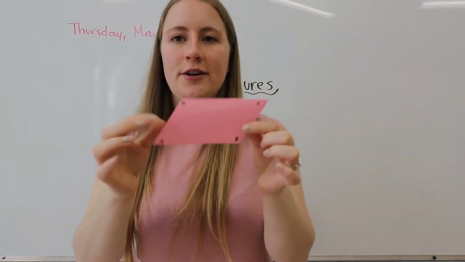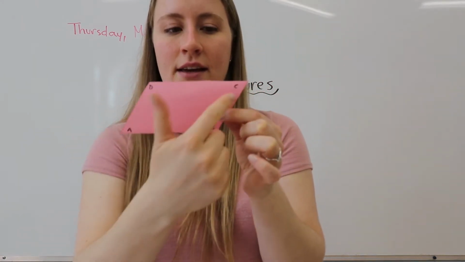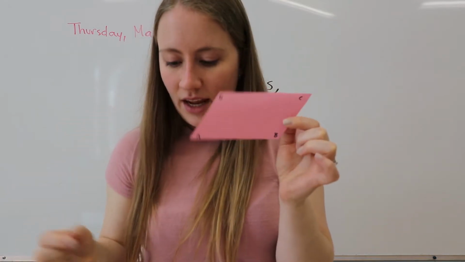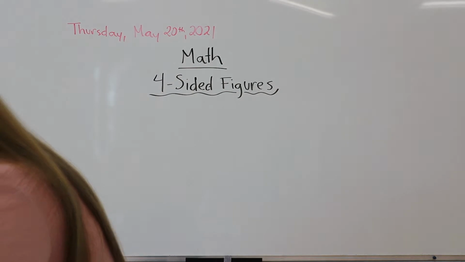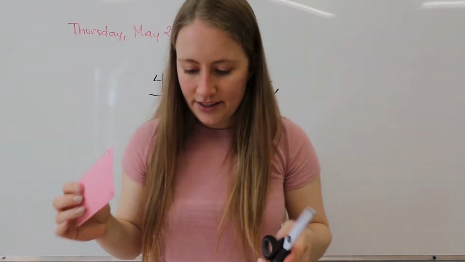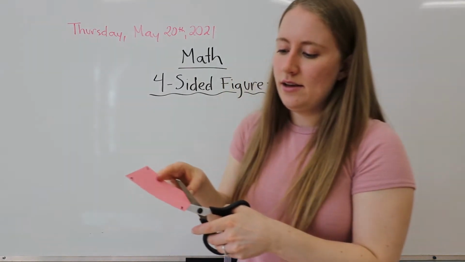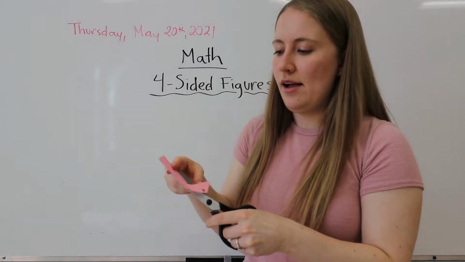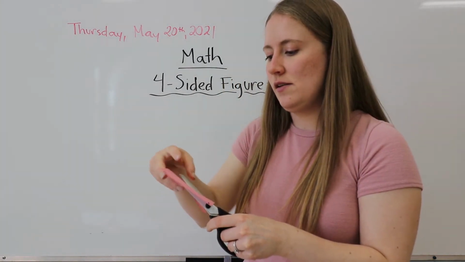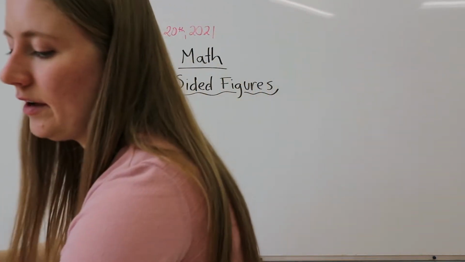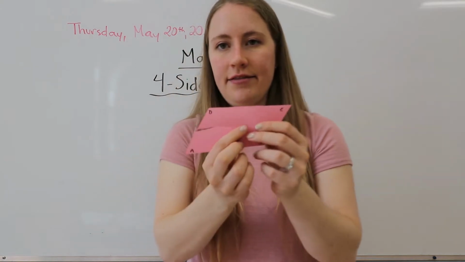And I've labeled my corners just so we can see. We have A, B, C, and D. What it's asking us to do is cut the parallelogram, so grab your pair of scissors and cut it. I'm cutting it just like they did. I'm going to make a squiggly line. So now my parallelogram is cut in half.